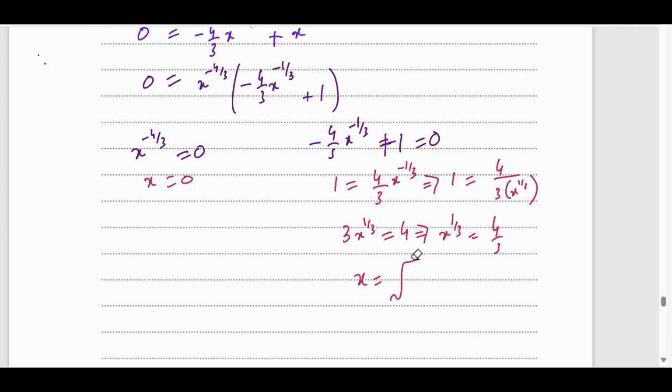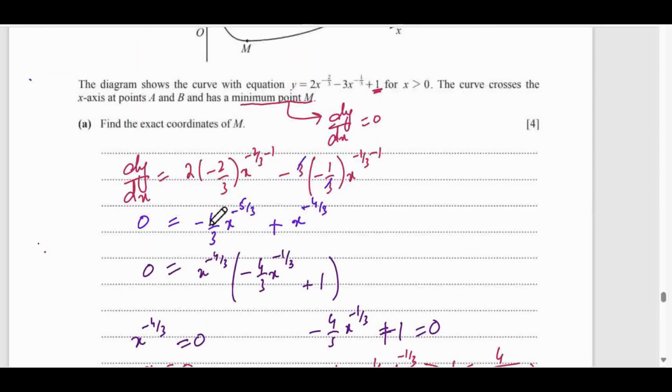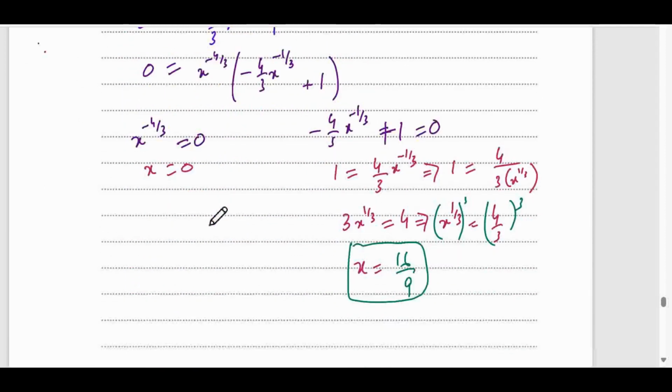take cube on both sides, directly take cube on both sides. So x will be equal to 16 by 9. So this will be the value of x coordinate. Now we need to find out the value of y coordinate.